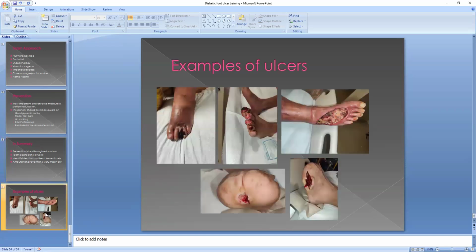I threw some pictures together. This is like a week for me, right? So there's a Wagner 4. There's some 3s. Definitely could benefit from some stuff. But this is things that you would typically see in a wound clinic.